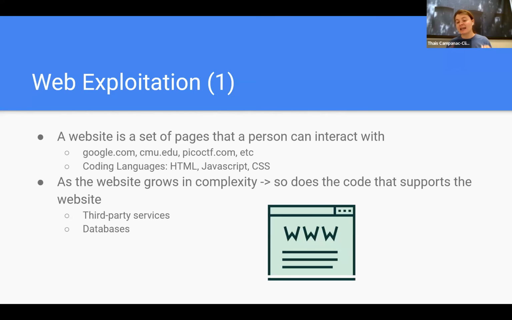A website is essentially a set of pages that a person can interact with. Let's think back to google.com or cmu.edu or picoctf.com and other websites like those. At the very basics of a website, we can think of the coding languages that are actually building the website, putting things on the screen, making things move around, making us go to different pages on the website. These coding languages are normally HTML, some version of JavaScript, and CSS. Each of them has a basic function to complete for our website.